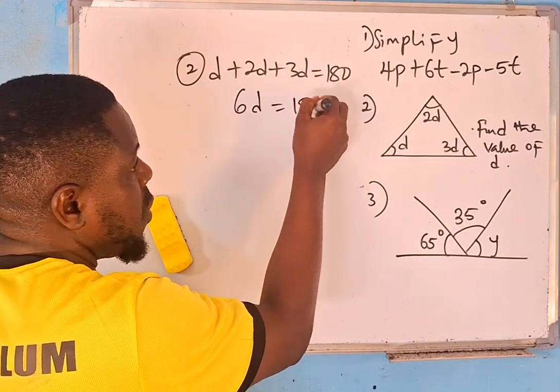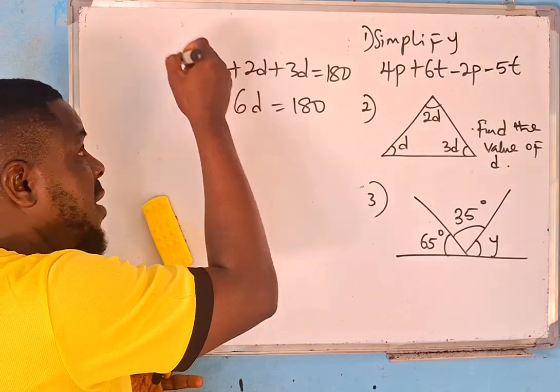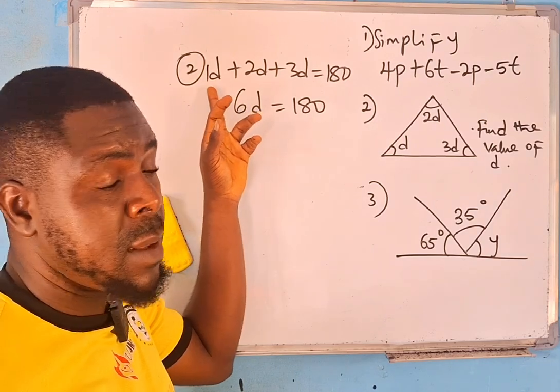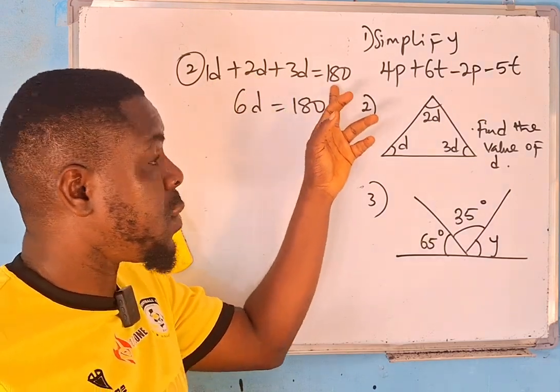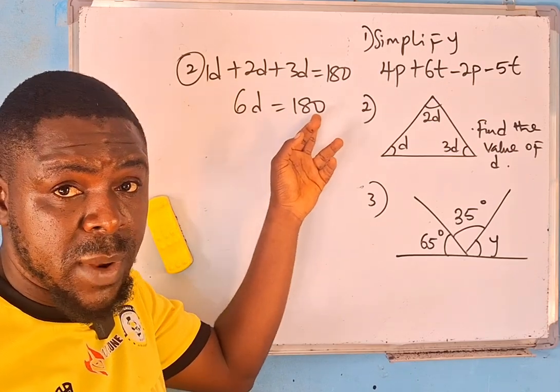6d is equal to 180. Because d is having an invisible one. So this is just telling you 1d plus 2d plus 3d is equal to 180. Which will give you 6d is equal to 180.